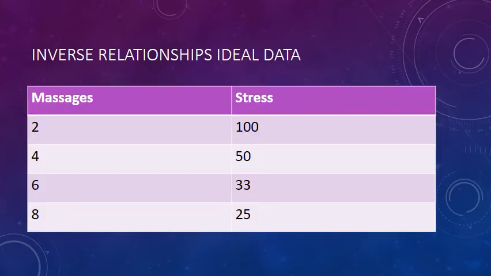If I were to make an ideal data table with an inverse relationship, maybe between massages and stress, for example. So if you got 2 massages, you have level 100 stress. But if you double the number of massages, now you get 4, you have half as much stress. It goes to 50. If instead of doubling, you triple, so I go from 2 massages to 6, now my stress is 1/3 of what it was before, so it went from 100 to 33. So this would be an ideal data table for an inverse relationship.